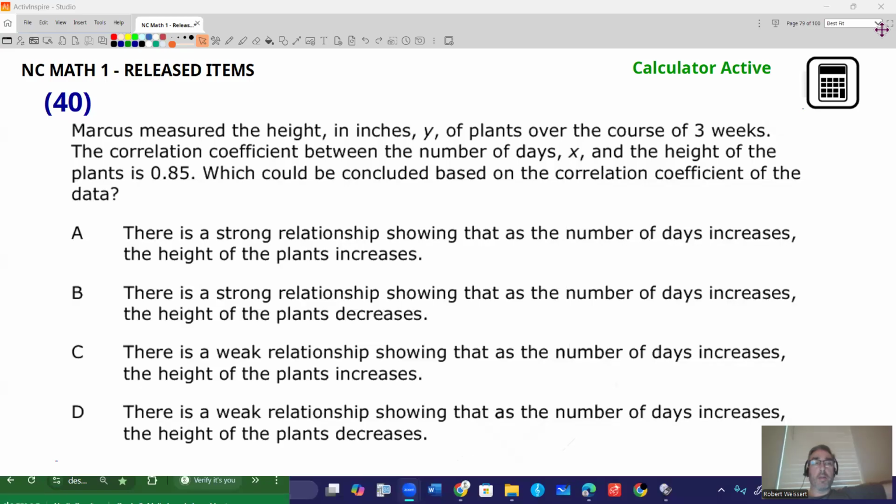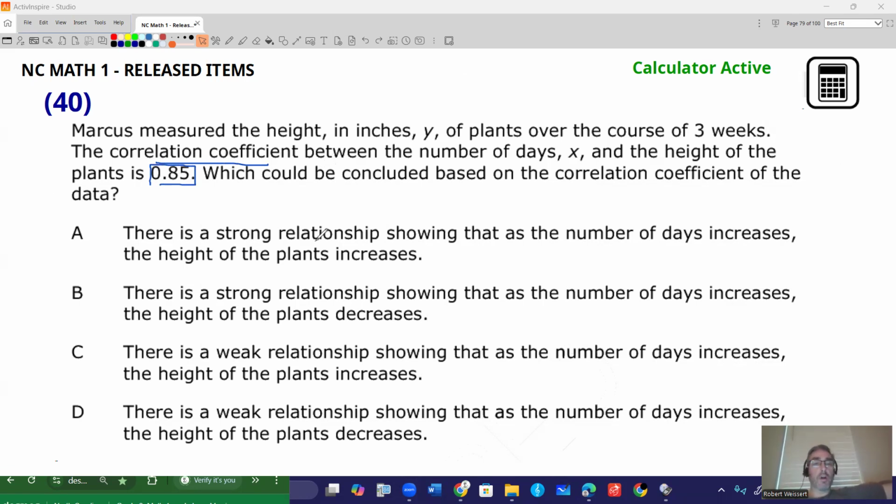Question 40, NC Math 1 released items. Calculator active. Marcus measured the height in inches Y of plants over the course of 3 weeks. The correlation coefficient between the number of days X and the height of the plants is 0.85, which could be concluded based on the correlation coefficient of the data.